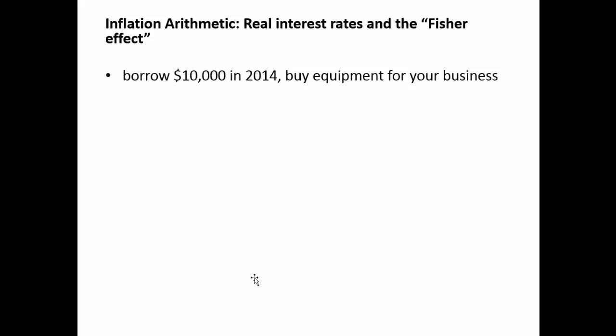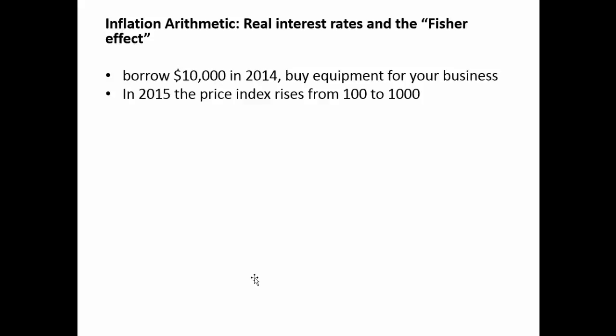So let's say you borrow $10,000 in the year 2014 to buy equipment for your business. And I'll say it's a lawn mowing business, so you borrow $10,000 and that enables you to buy a good used little pickup truck and riding lawnmower with a trailer, so you can drive around. You have all the basic equipment you need to do a lawn mowing business. In 2015, the price index rises from 100 to 1,000.